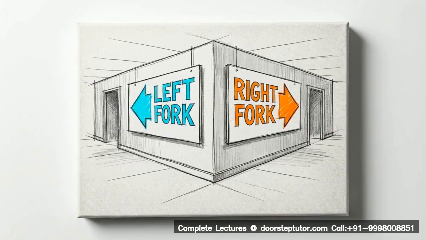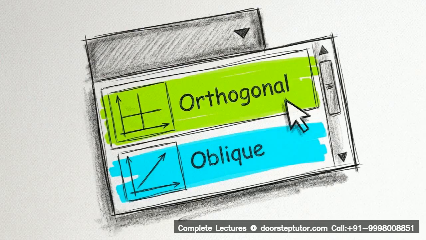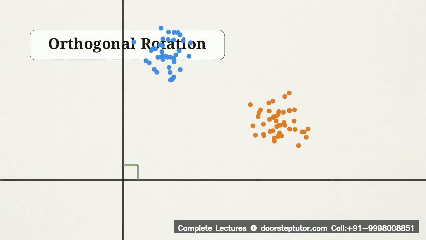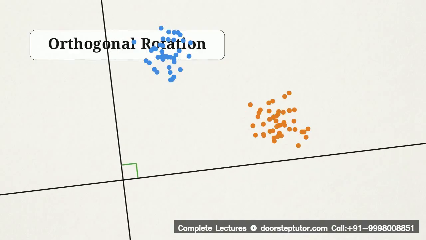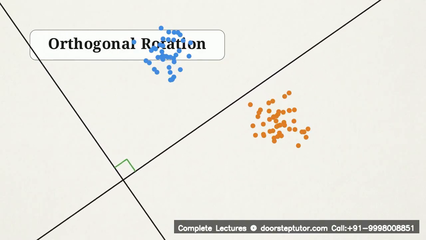But deciding to rotate your data triggers a mandatory choice. You have to tell your software exactly how to rotate those axes. You have 2 main paths, orthogonal or oblique. This chart highlights an orthogonal rotation. The method forces the new axes to remain perfectly independent. They lock into a rigid perpendicular crosshair, holding exactly at 90 degrees.